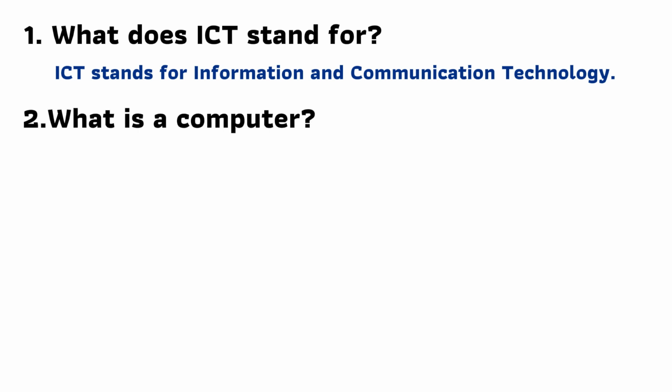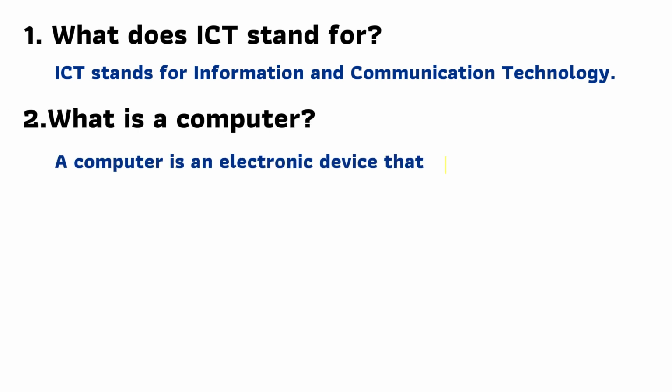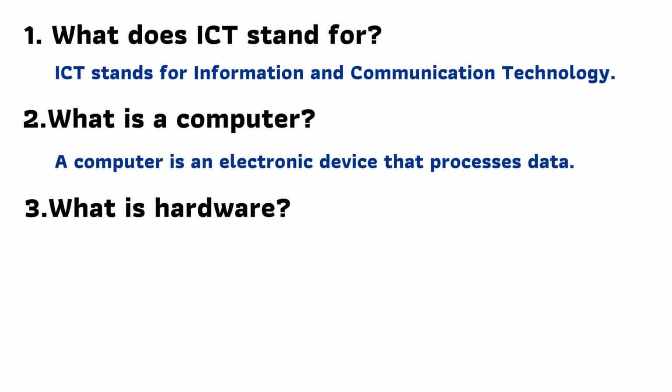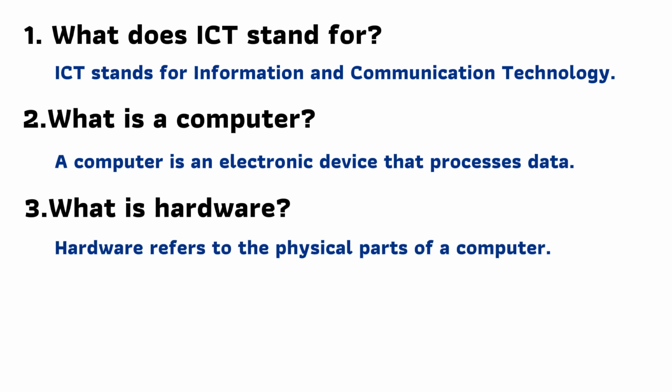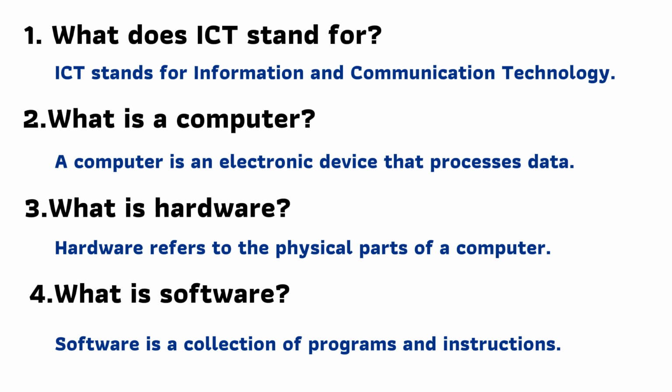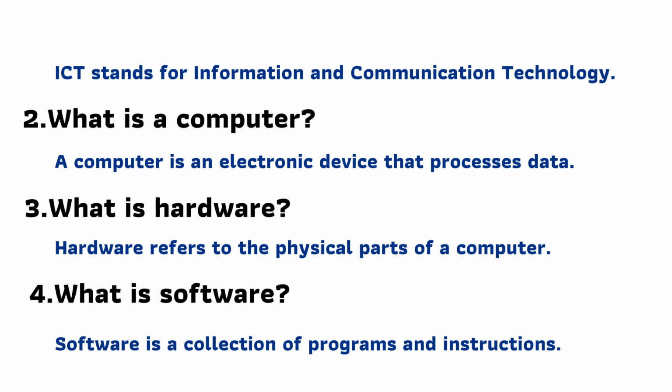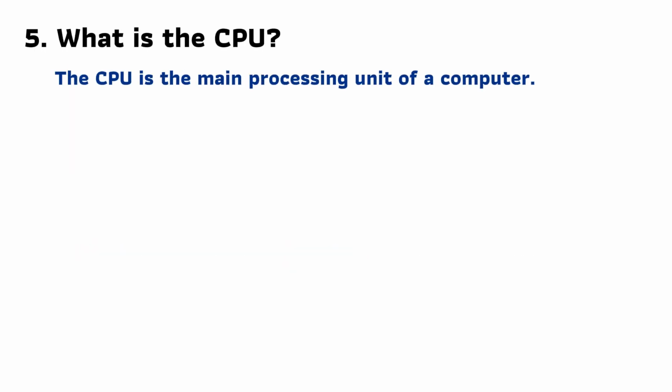What is a computer? A computer is an electronic device that processes data. What is hardware? Hardware refers to the physical parts of a computer. What is software? Software is a collection of programs and instructions. What is the CPU? The CPU is the main processing unit of a computer.